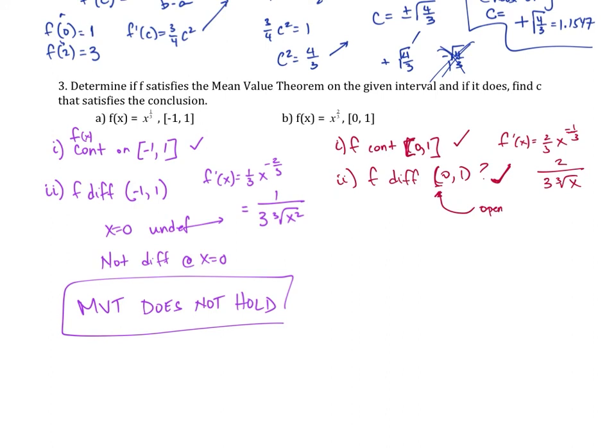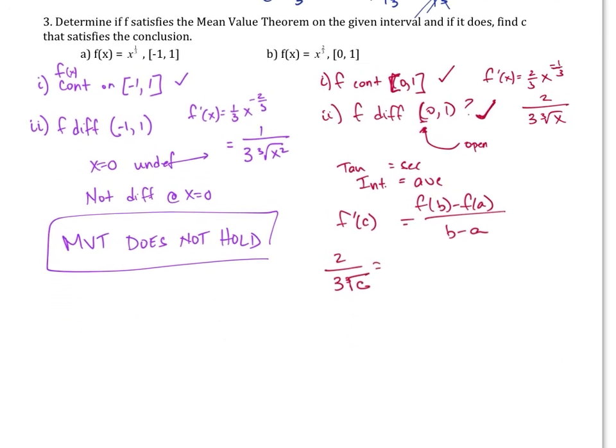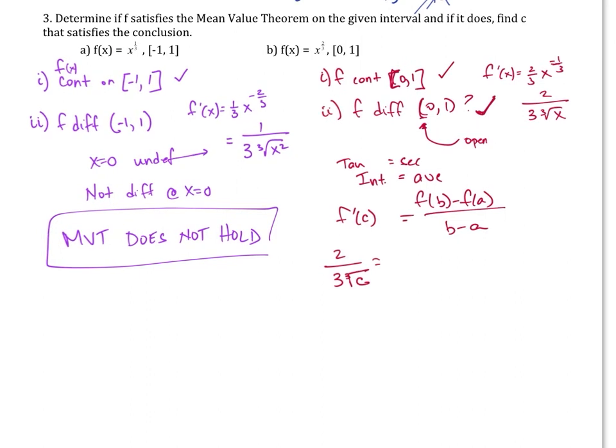Now we need to find the instantaneous equaling the average, and we know the average is f of b minus f of a over b minus a. This is the tangent equaling the secant again, and the tangent is f prime of c. The tangent over here I already know as 2 over 3 times the cube root of c, and this equals f of b minus f of a over b minus a. f of 0 is 0, and f of 1 is 1. Well, that was kind of easy. So this will be 1 minus 0 over 1 minus 0. That worked out pretty nice.